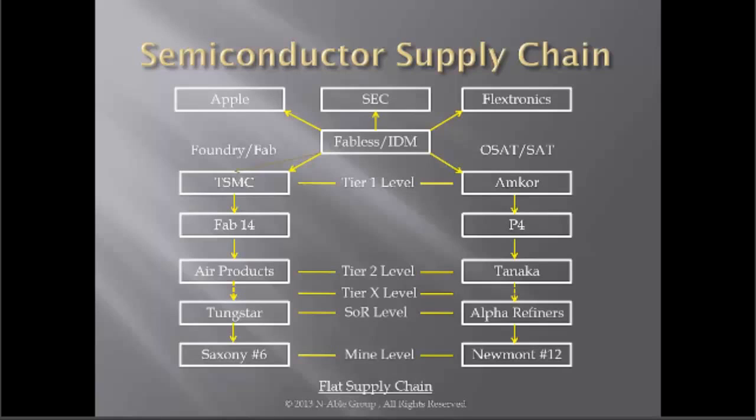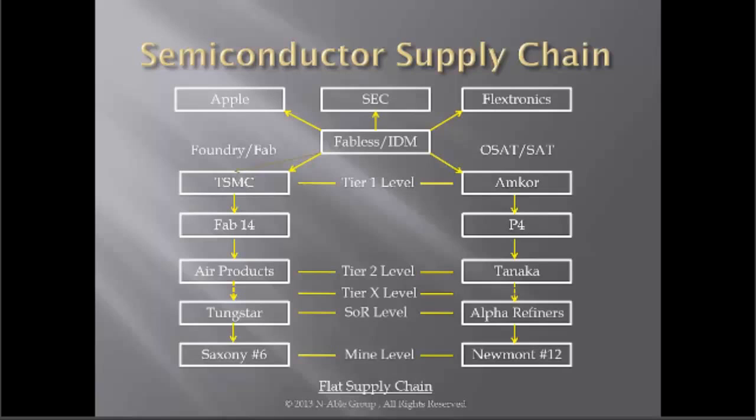Below that, you've got the tier 2 level. So this would be Air Products that might be the supplier of tungsten hexafluoride process gas, which even though it's a gas, it includes tungsten, and it will be deposited on the surface of the wafer, so it's a conflict material.